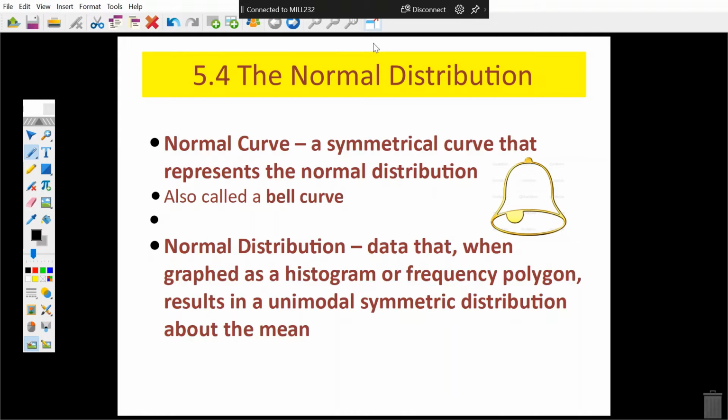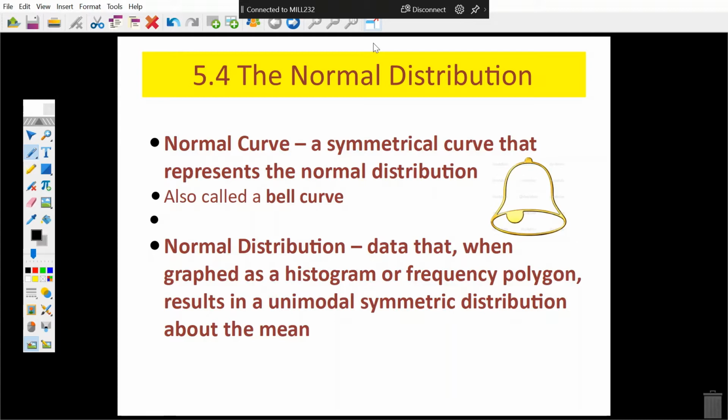So, normal distribution, what that means: a normal curve is a symmetrical curve that represents the normal distribution. It's also called a bell curve. Normal distribution is data that, when graphed as a histogram or frequency polygon, results in a unimodal symmetric distribution about the mean. Now again, they always make these first definitions sound so complicated.